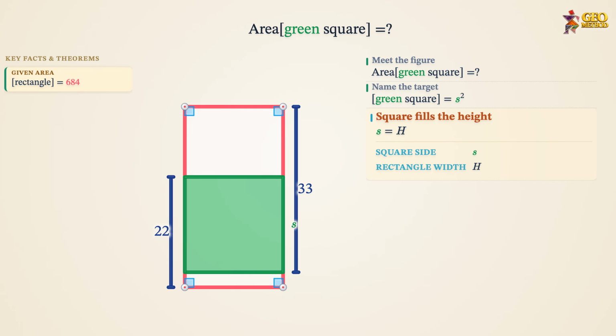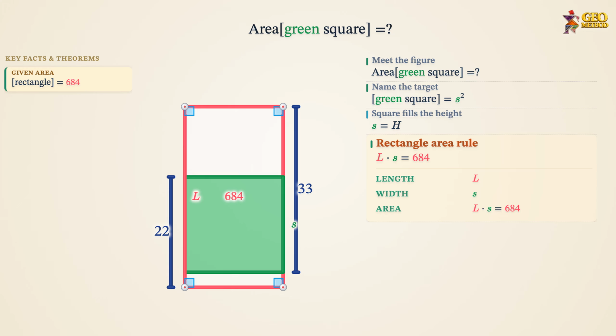Notice the green square reaches from the right edge all the way across to the left edge. That means its side S exactly equals the rectangle's width H, a fact we'll lean on for the area. The rectangle's area is its length L times its width, and we saw the width is S. So L times S equals 684, an equation we'll come back to once we know L.